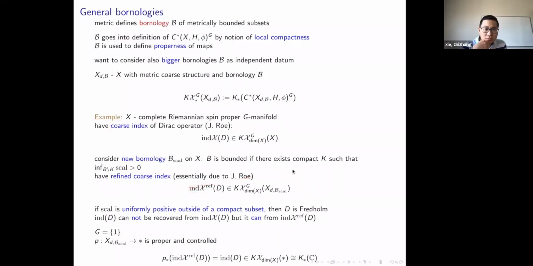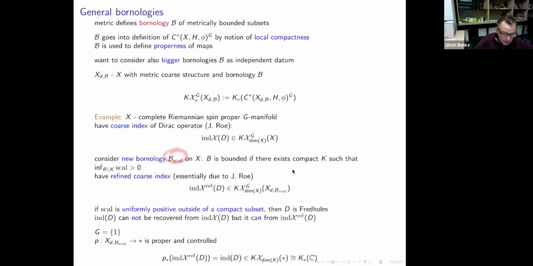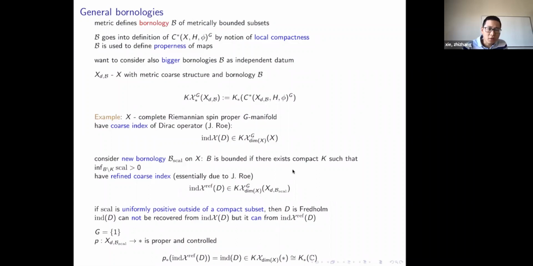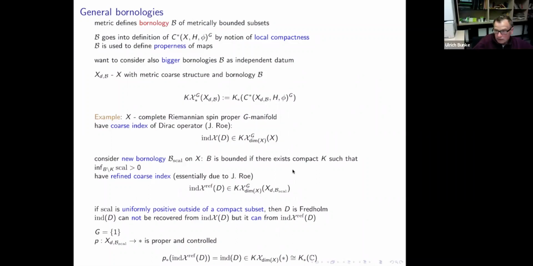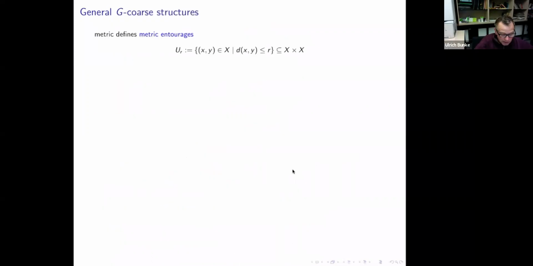No, I want to define the bornology such that I get a refined index. This is the idea. So that's the goal. Of course, I can take any bornology which is bigger than the metric one, essentially, and it is good. There is some compatibility with the coarse structure, which I will explain later. But you will see other examples of non-metric bornologies soon.